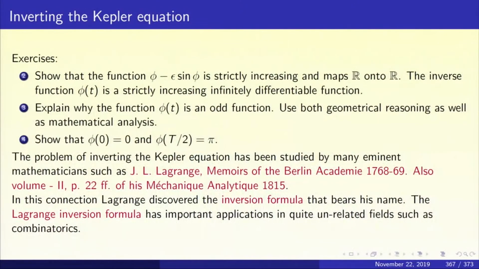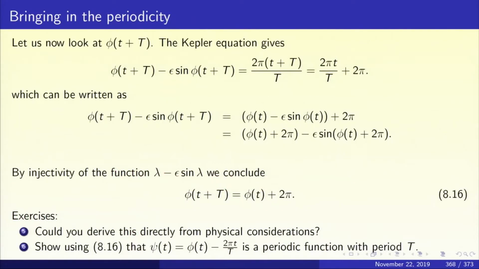Now the problem of inverting the Kepler equation has been studied by many eminent mathematicians such as Lagrange, way back in 1768, and it appears in his Mécanique Analytique. In connection with this, Lagrange discovered the inversion formula that bears his name, which is popularly studied by combinatorists, the Lagrange inversion formula.